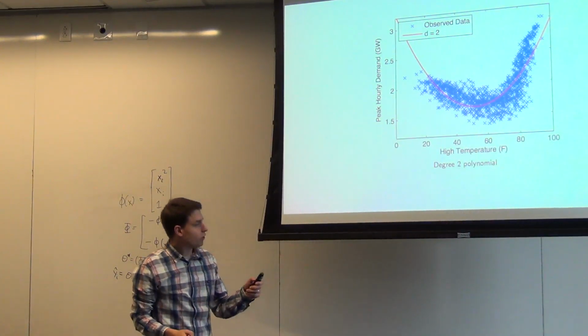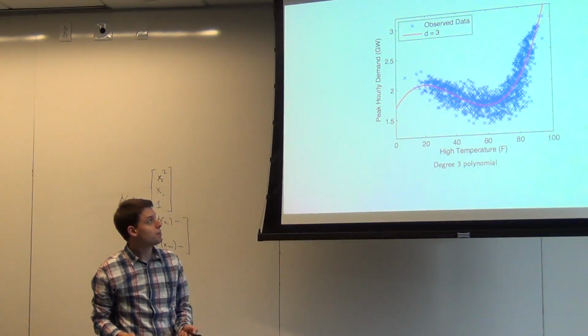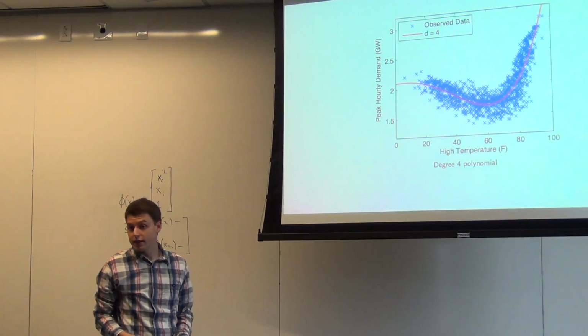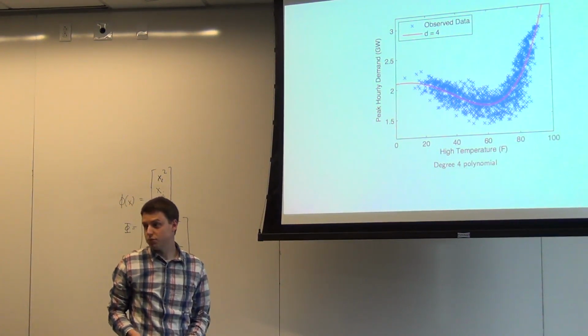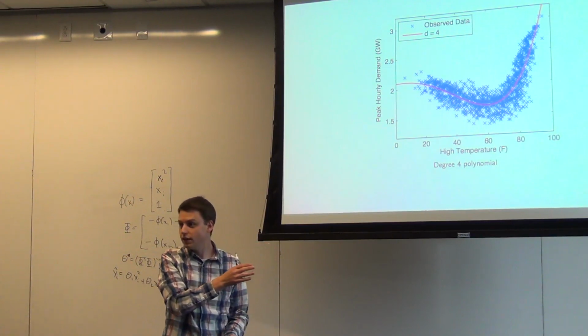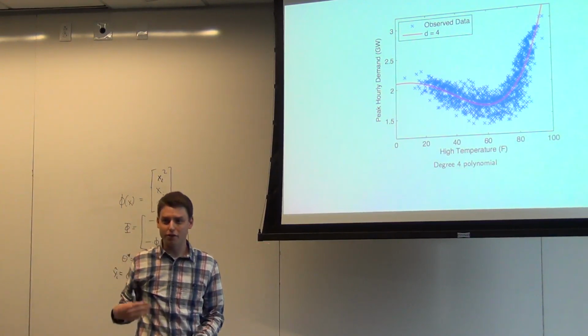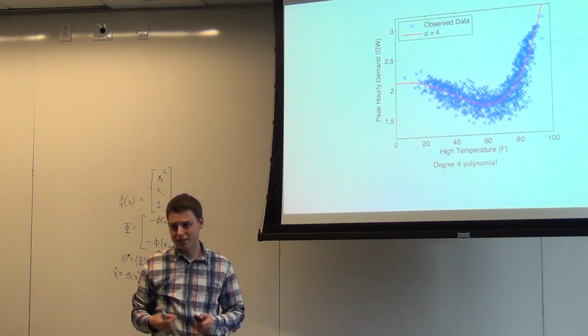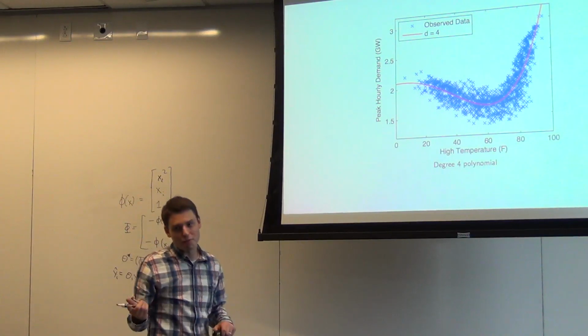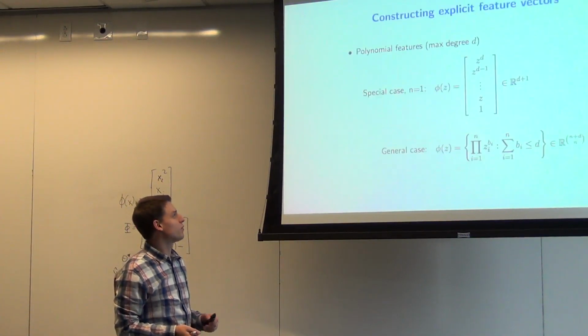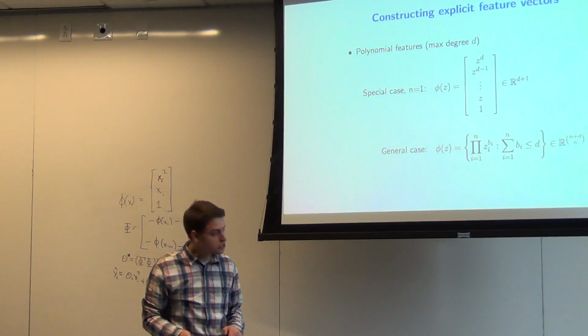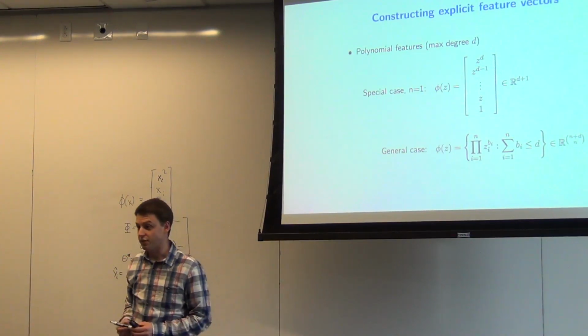So a degree 3 polynomial now looks a little bit better, and maybe 4th degree looks a little bit better, etc. And in fact, in terms of just how well you can fit the data, you'll keep getting better and better the more degrees you have, right? You just have more expressive power. Now, there's a problem with that, which I'll talk about in a sec, but don't worry about that just for now. So here's a general case of polynomials.